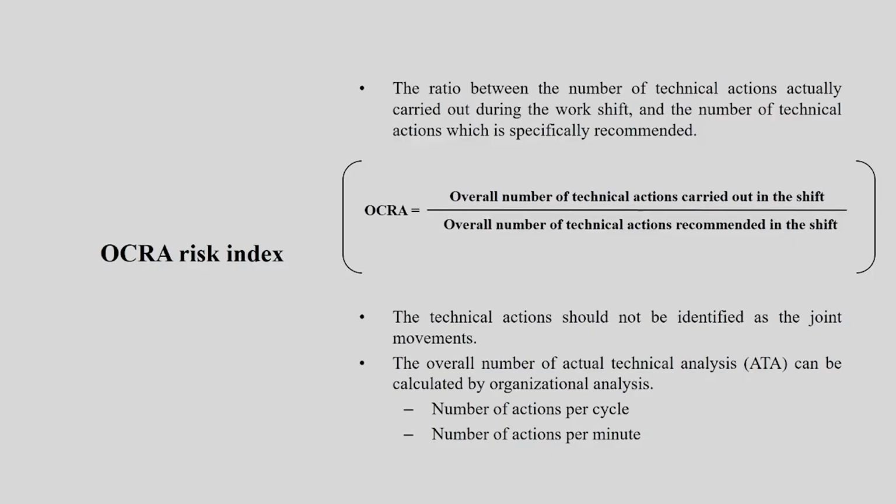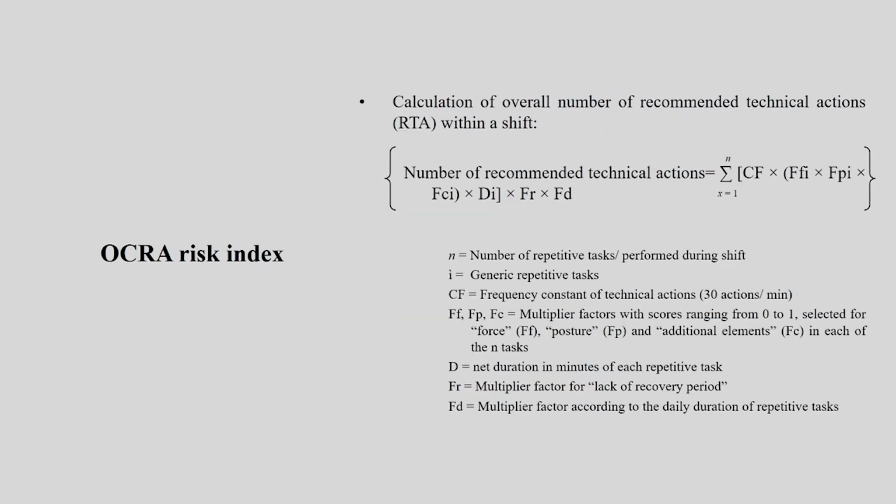Next is your OCRA index. As I mentioned earlier, it is the overall number of technical actions carried out in a particular shift divided by the number of technical actions recommended in the shift. So, this is the definition. The number of actions per cycle and the number of actions per minute we need to calculate. Let us understand this in a little more detail.